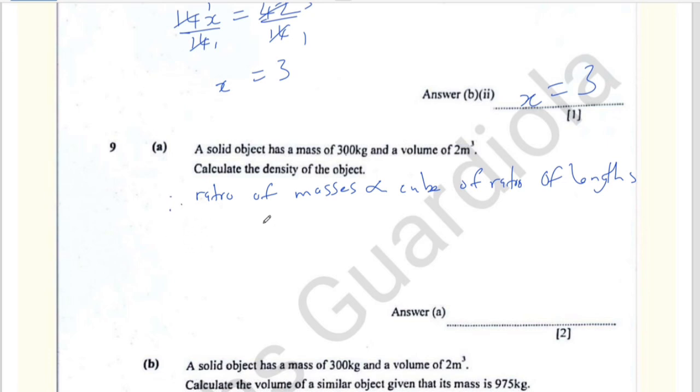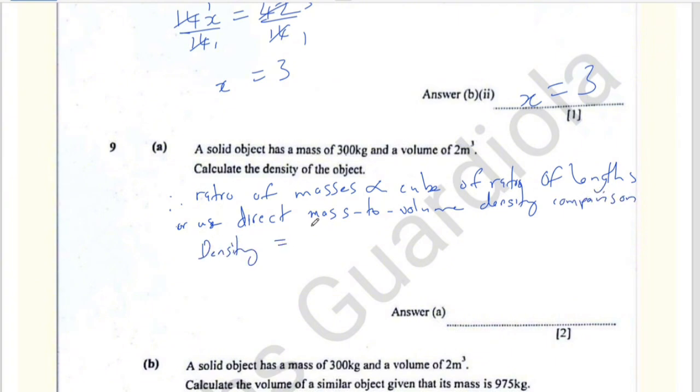So without taking too much time explaining this, we're going to simply use the normal formula. Density is equal to mass over volume. And we're going to just simply calculate 300 kg over 2 cubic meters, and then get our density as 150 kilograms per cubic meter.